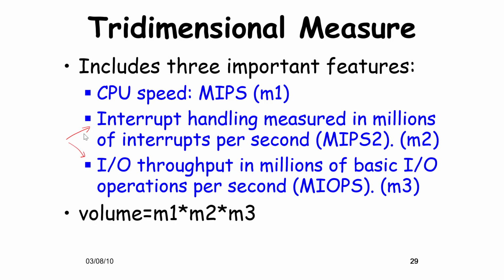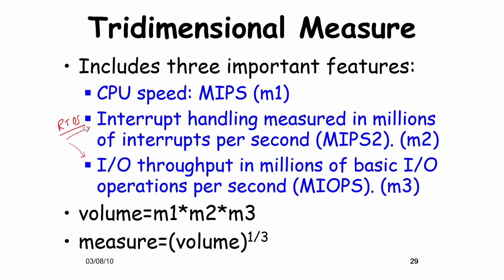So we can compute the product of all these three suitably normalized M1 times M2 times M3, and then call this the volume, and then they take the cube root of that and call it the measure. So this is known as a tridimensional measure that includes the RTOS aspect over here as interrupts, the CPU aspect and the IO aspect.